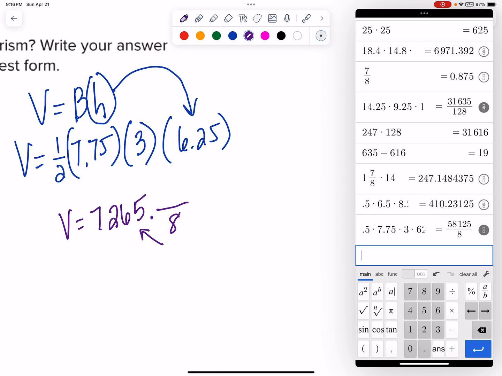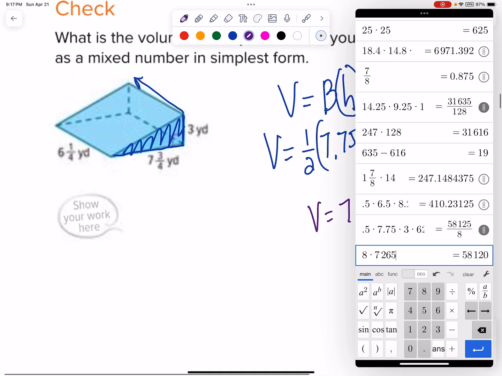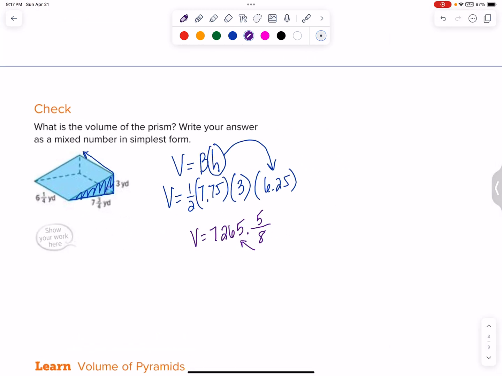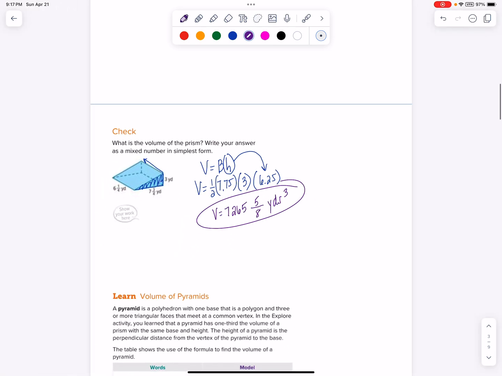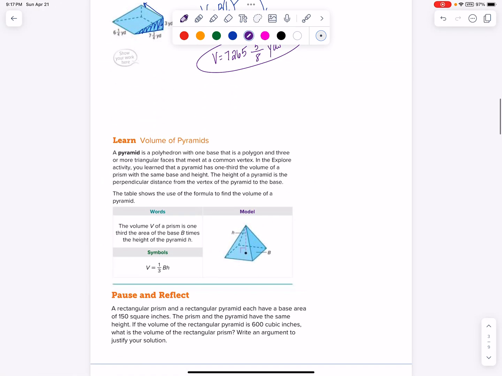So I'm just going to hit enter. We're going to do 8 times 7.265. That gets us 58120. And if you compare it to our answer above, you can see that we just have 5 extra, so 5/8. Okay, so there we go. So that is mixed number in simplest form. A little bit annoying that they're asking for it that way, but whatever. Okay, all right, now yards, and its volume, so we're doing cubed. Okay, there you go. All right, let's go ahead and take a look at pyramids.